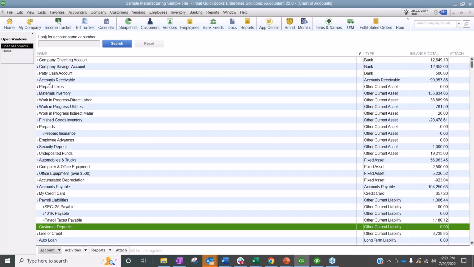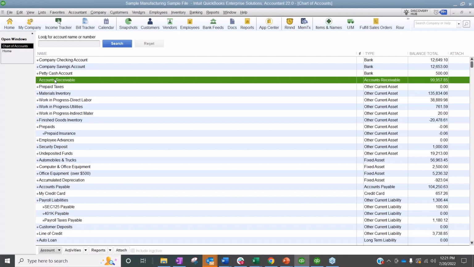I think another one that we see frequently, right, is in the accounts receivable space. Accounts receivable is a type of account. It restricts you from doing certain things if you choose the accounts receivable account type in here.